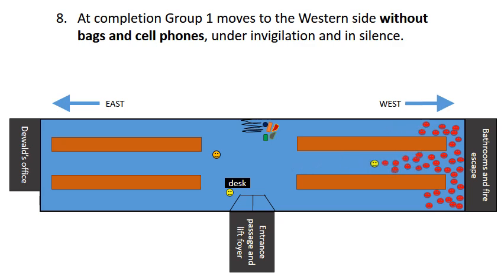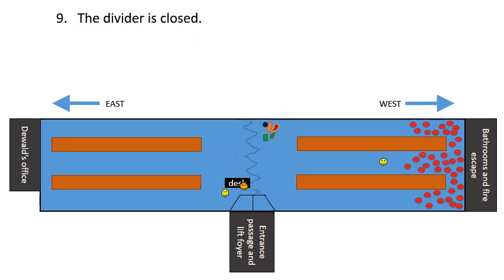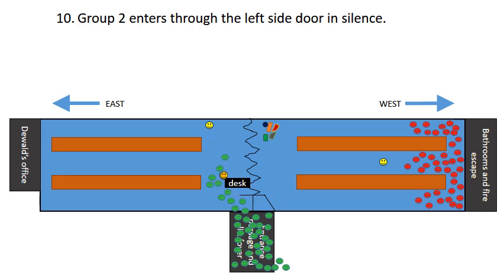At completion, Group 1 all move to the western side without picking up their bags or cell phones, and one invigilator will stay with them in that corner. Then the divider between the two parts of the IT lab will be closed, and Group 2 will be allowed to enter through the left-hand side door into the IT laboratory while being quiet.